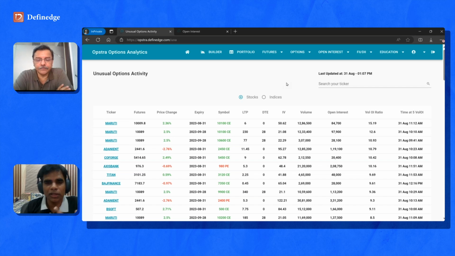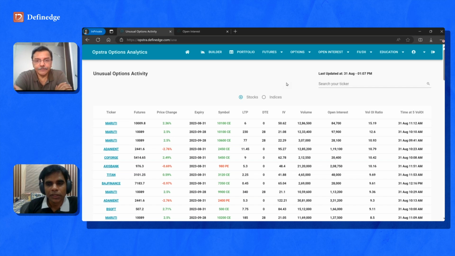Another thing that we are looking at here is that there might be this activity in one particular stock in multiple strikes. That means there are many market participants who, for some reason, could be results or many other reasons, because of which retail or even other market participants are interested to enter this particular stock. So there's a huge demand for these options, and that can also increase this unusual activity.